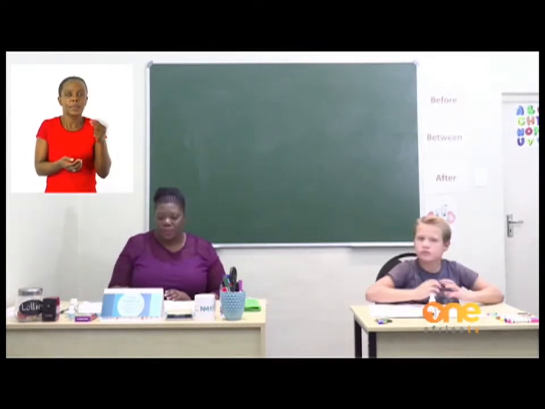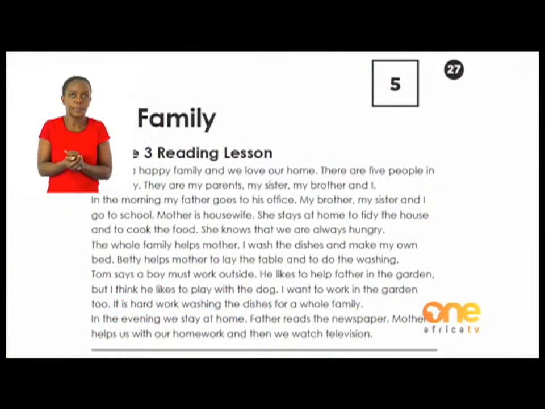Grade 3. My family. We are a happy family. We love our home. There are 5 people in our family. They are my parents, my sister, my brother, and I. In the morning, my father goes to his office. My brother, my sister, and I go to school. Mother is a housewife. She stays at home to tidy the house and to cook the food. She knows that we are always hungry. The whole family helps Mother.